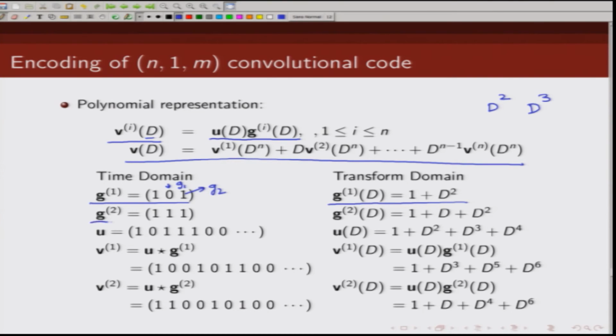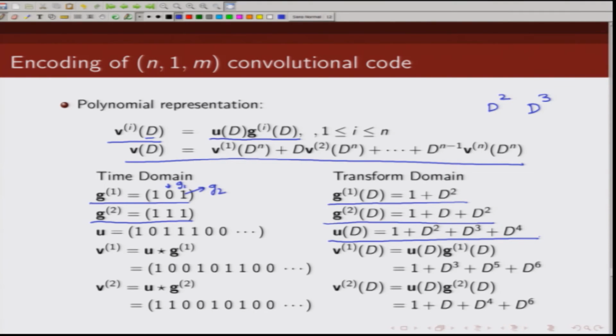Similarly, this G2, which is 1 1 1, can be written as 1 plus D square. So, this is my G2 of D. Now, the information sequence also I can write in this delay notation. This is U0, U1, U2, U3. So, this is the information sequence I am getting at this time. This after one delay element, 2, 3, 4. So, then this will be 1 plus D square plus D cube plus D4, and that is basically my information sequence.